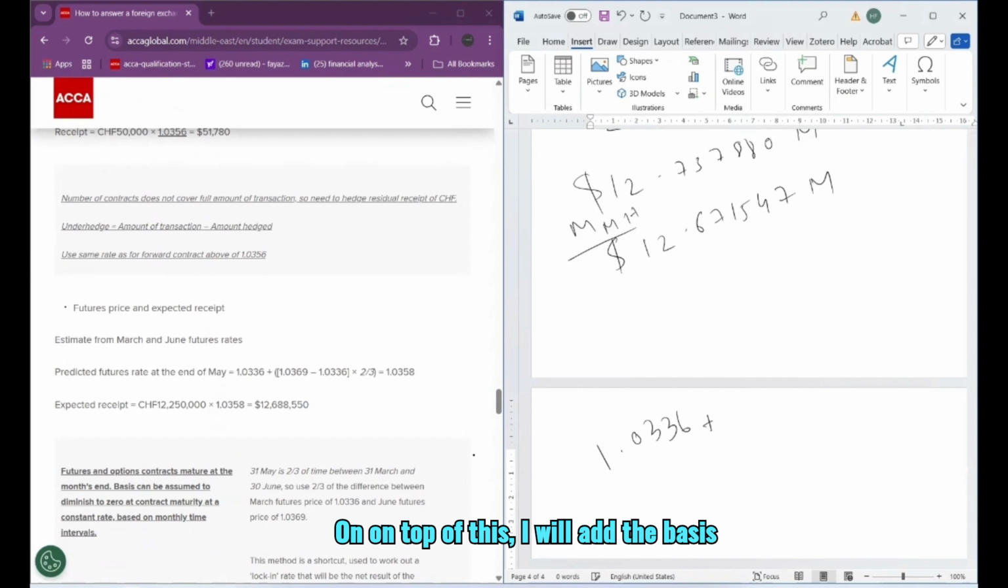On top of this, I will add the basis risk that is going to take place. Basis risk is basically a cost for me. Or I can just say I will consider this as part of my lock-in rate for my futures contract. Lock-in rate means the rate at which I'll finally convert my receipt to USD, the final rate on the futures price.